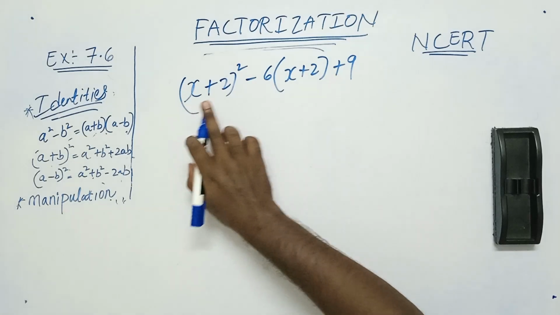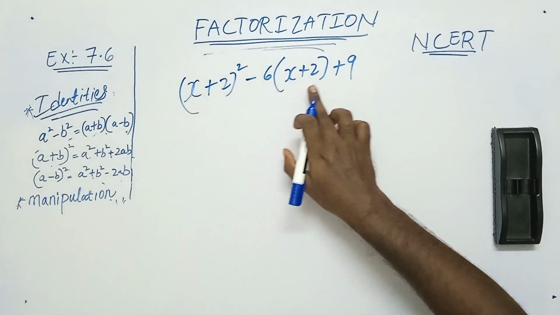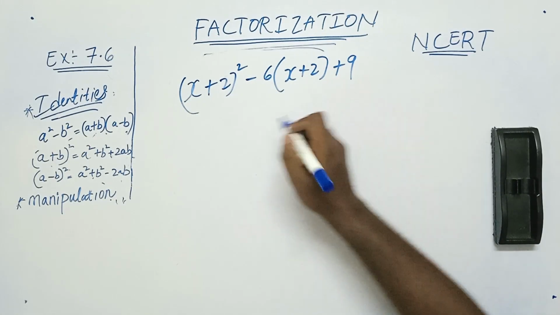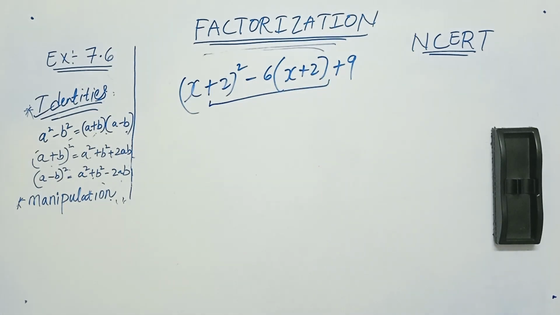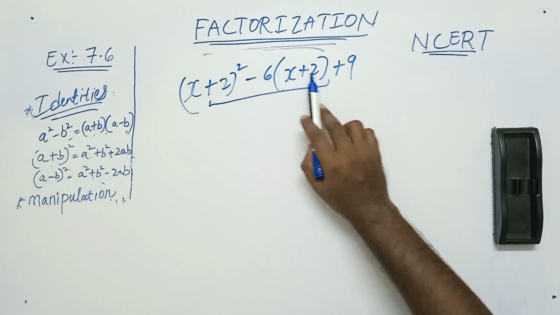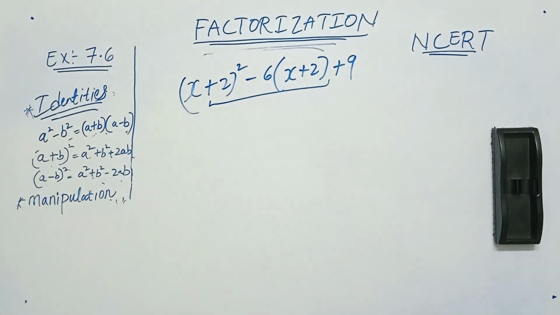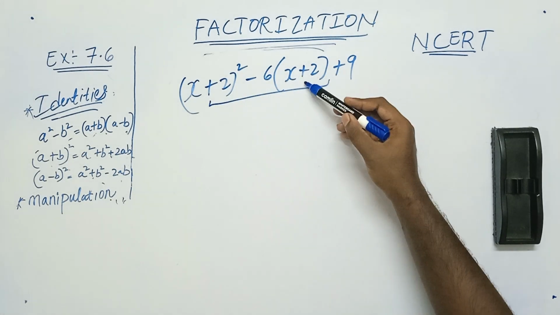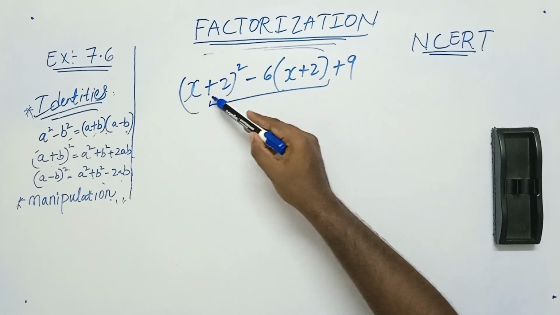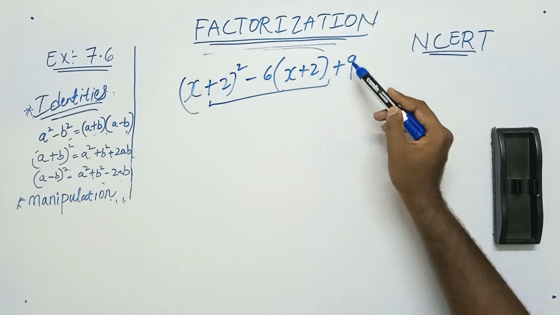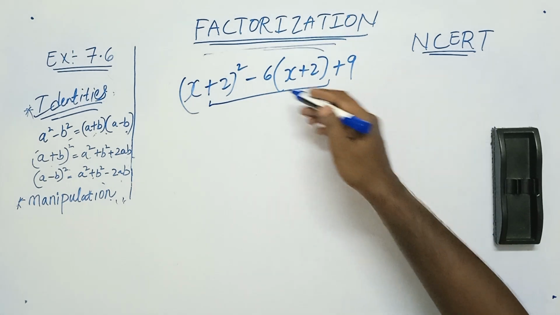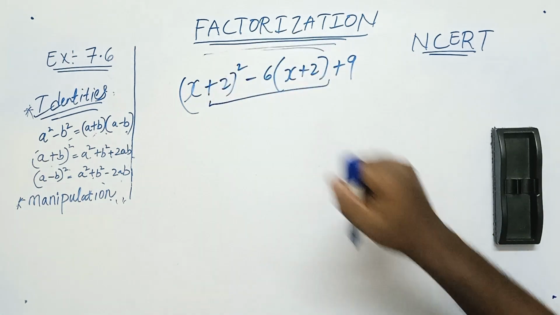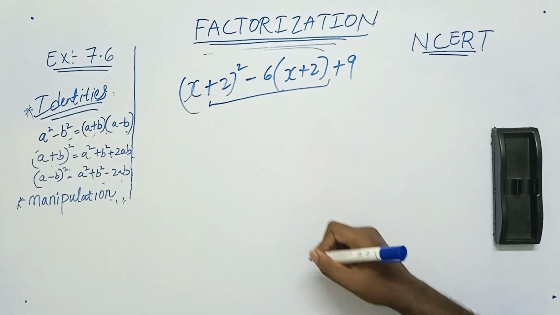Our next problem is (x plus 2) whole square minus 6(x plus 2) plus 9. We are going to find the factors of this given expression. Many of you will say that there are common terms, x plus 2, x plus 2. You say that we can take common, group these two terms and separate this 9 as unique, so that we can find the factors, but that doesn't work.